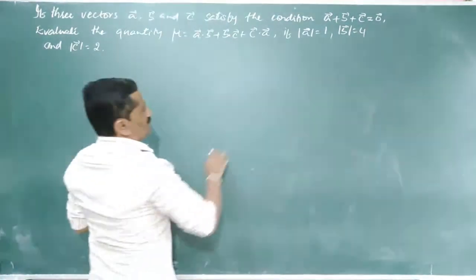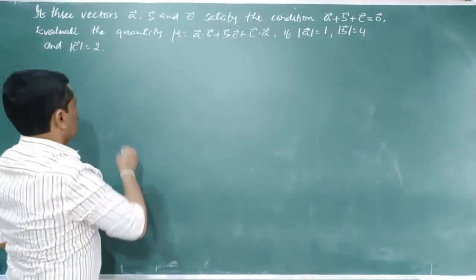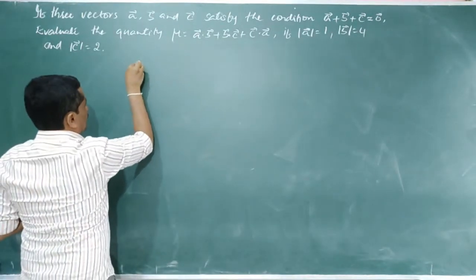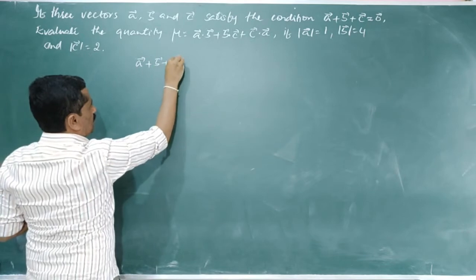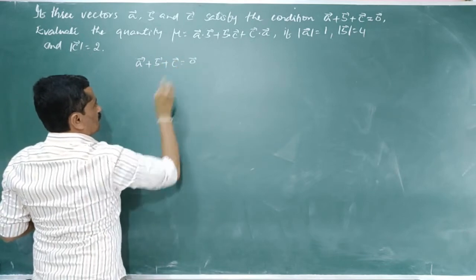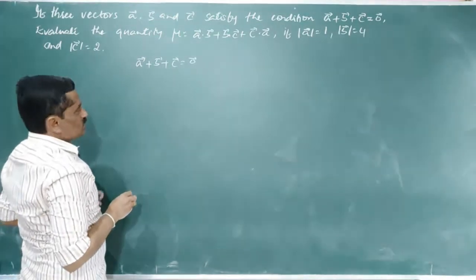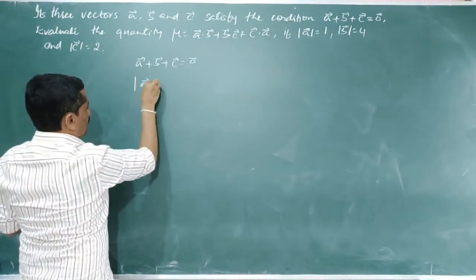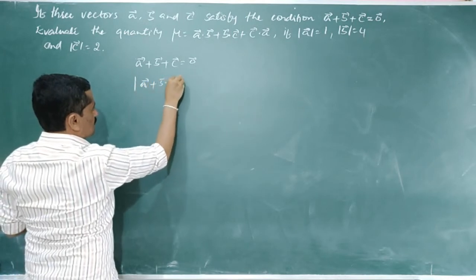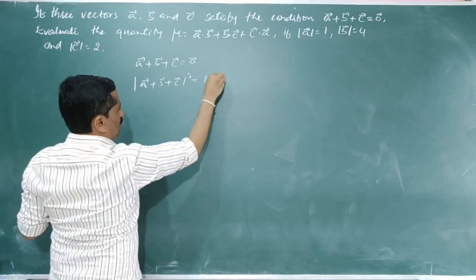He has given the condition that a bar plus b bar plus c bar is equal to 0 bar. Now similarly, applying modulus and squaring, magnitude of a bar plus b bar plus c bar whole square is equal to magnitude of 0 bar whole square.